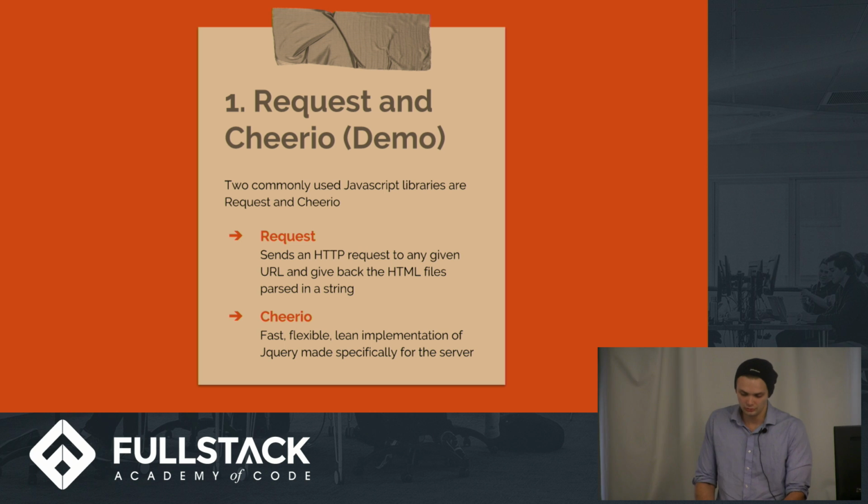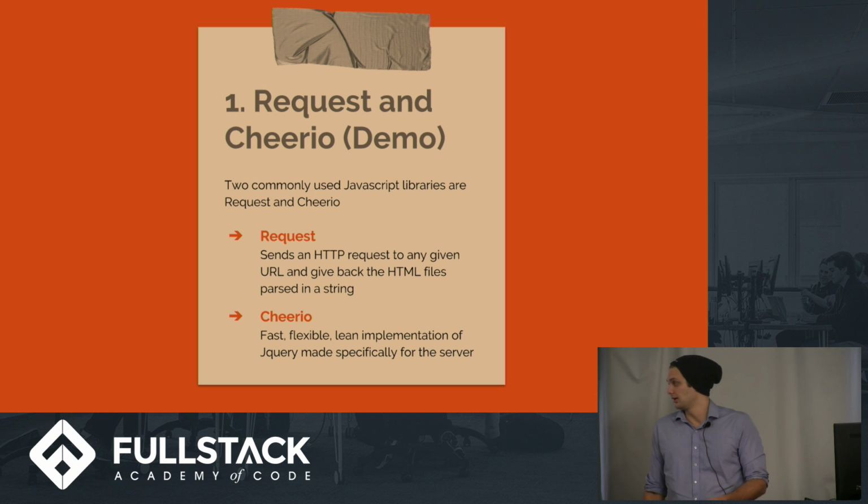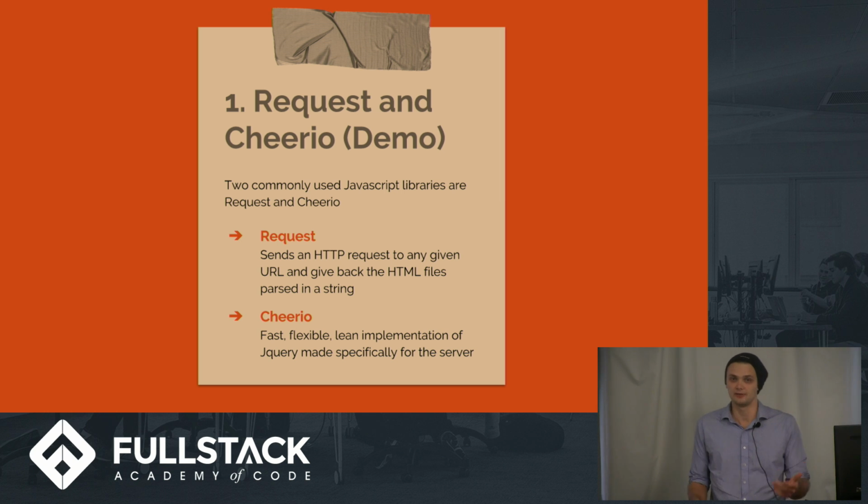So the two common libraries used to scrape websites are Request and Cheerio. Request basically sends an HTTP request to any given URL, and it comes back with the HTML file parsed into one large string. And Cheerio is a fast, flexible, and lean implementation of jQuery made specifically for the server. So you're not necessarily traversing through a DOM. You're traversing through this string of data that you get back from Request.